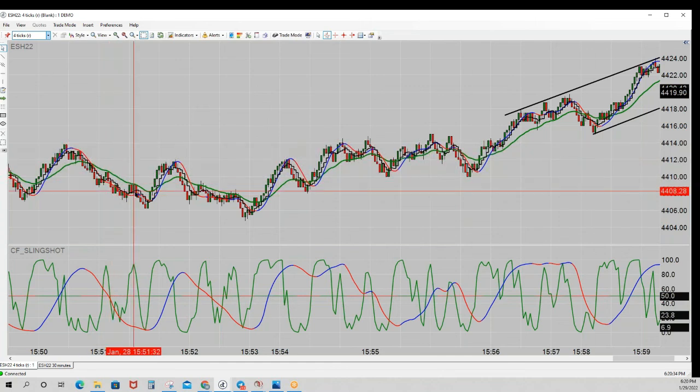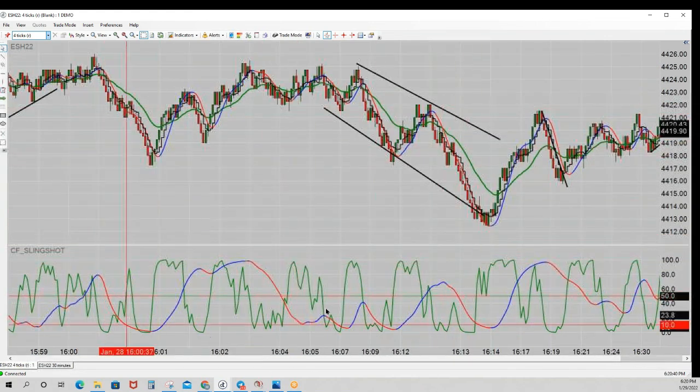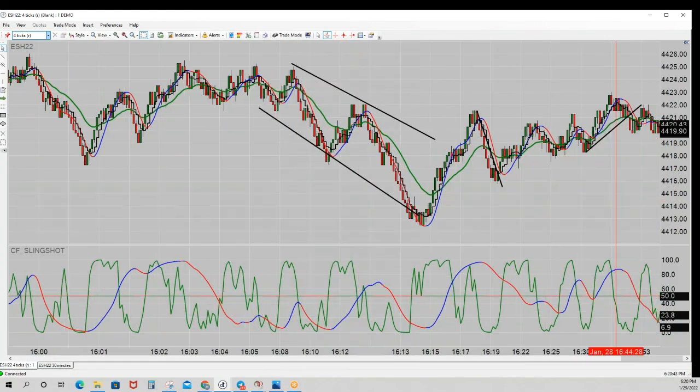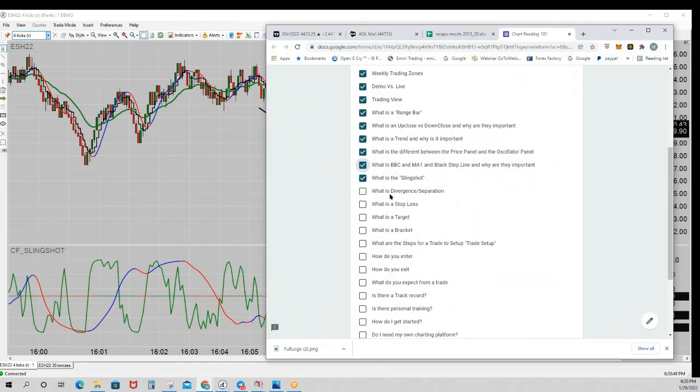Okay, so right there you would go, right there you would go. You see how it's pulled away right there? That's what that's telling you. All right, now all of these indicators are proprietary, but you will learn how to use all of them. You'll learn what they all mean over time. So that's divergence and separation.